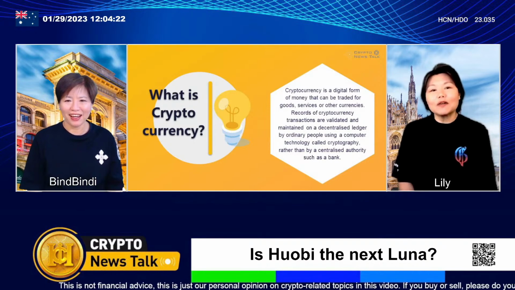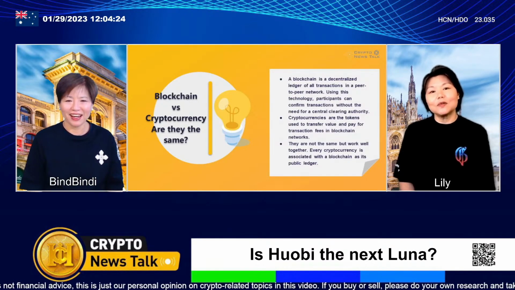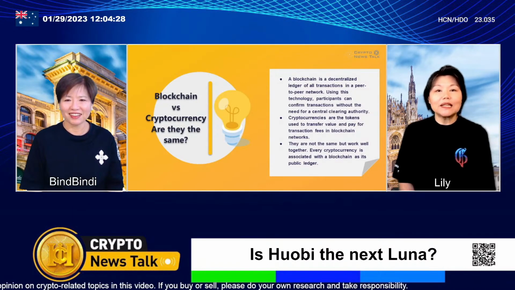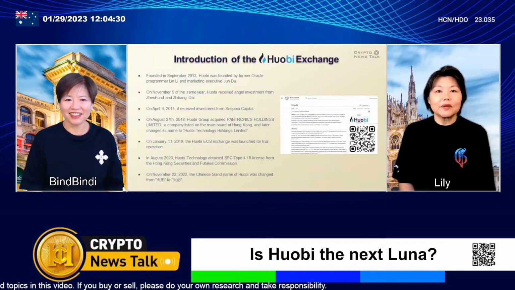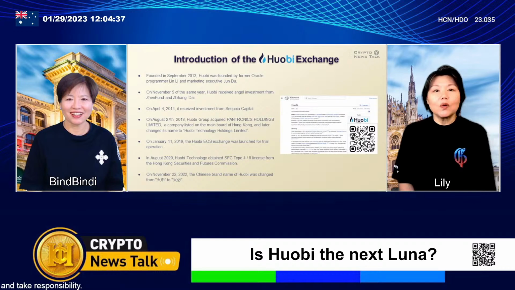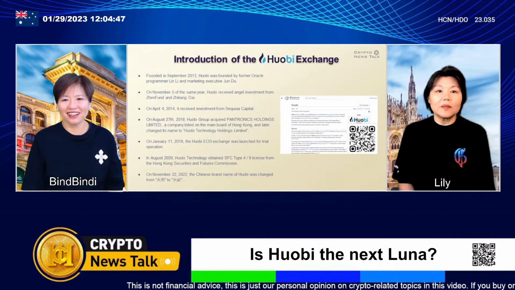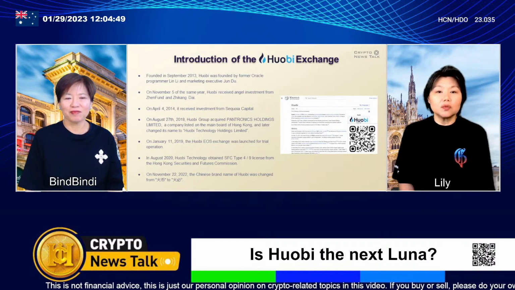Now we can move on to our topic of discussion today. Today we would like to look at Huobi. Will Huobi be the next Luna? Okay, Huobi started in September 2013, which is quite a few years back, in the last decade. Huobi was founded by a former Oracle programmer called Li Lin and a marketing executive called Jun Du.